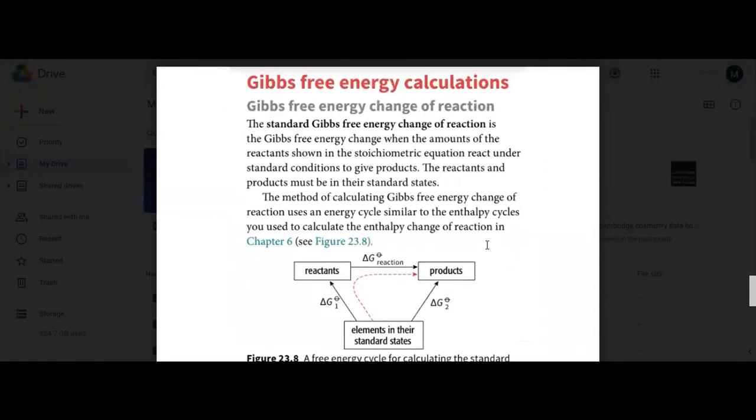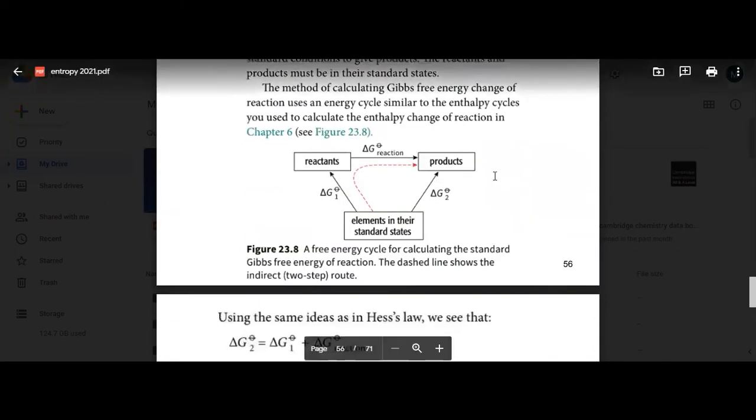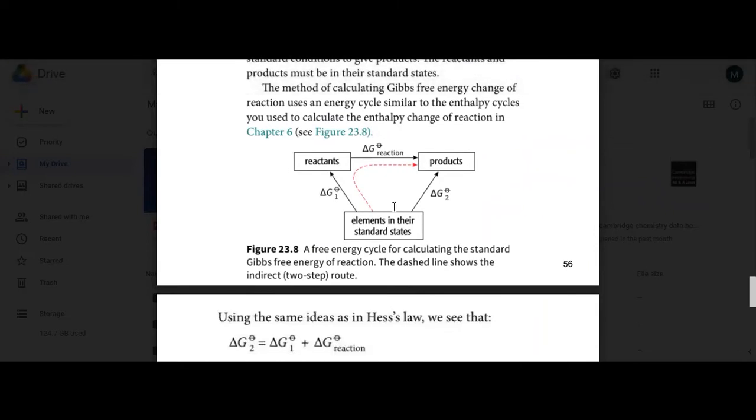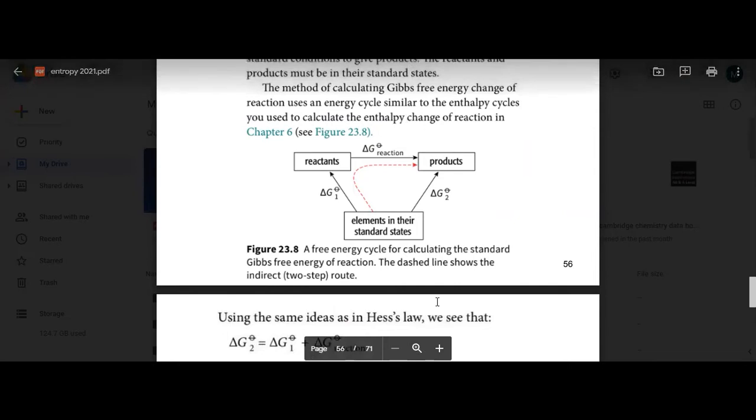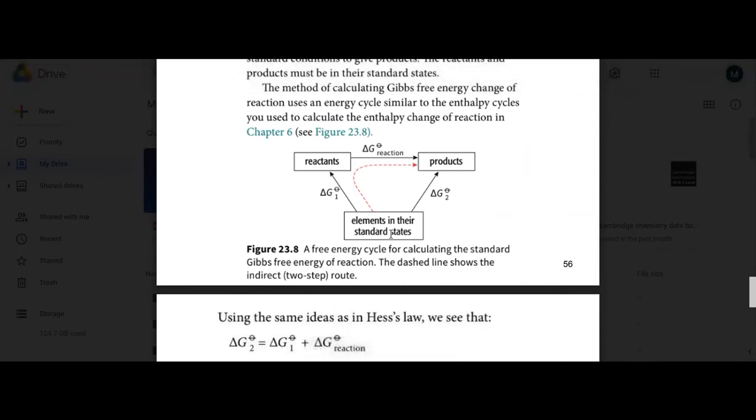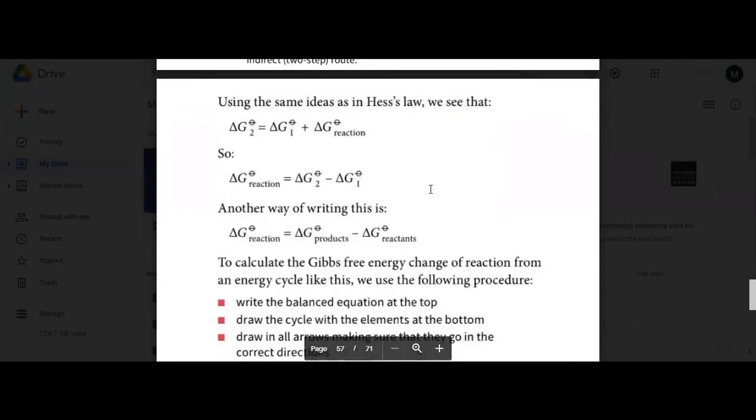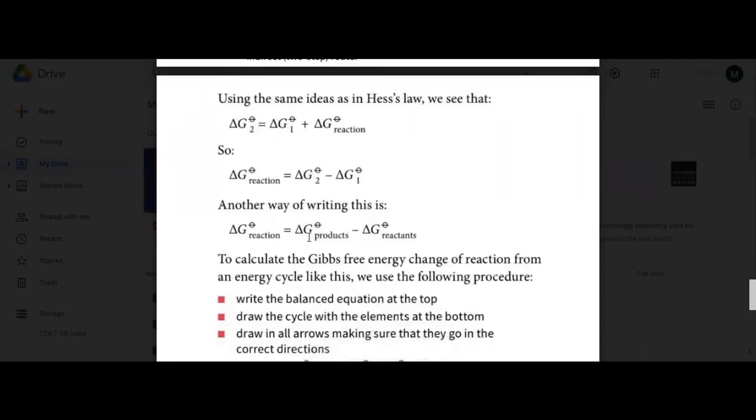Okay, now we want to find the Gibbs free energy of reaction. Reactants will change to the products, and we can find the Hess cycle for this reaction, which will be like this. This is the relation between delta G_f of the elements to form the reactants and the elements to form the products. So we have two delta G_f formations and one delta G. We can find the delta G of reaction through these relationships. So the delta G of reaction is equal to delta G of products minus delta G of reactants.